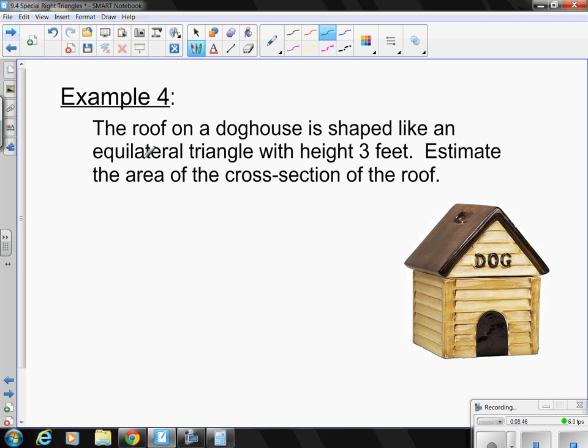Might as well do one more here. The roof of a doghouse is shaped like an equilateral triangle with a height of 3 feet. Okay, so if this is 3 feet, estimate the area of the cross section of the roof. They're asking us to find the cross section, which is this triangle.